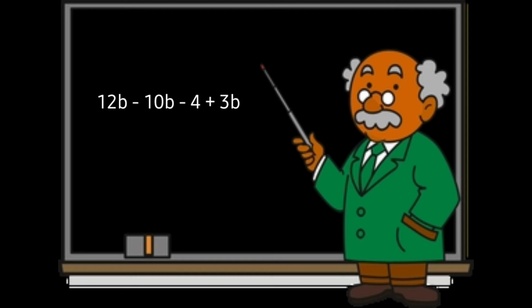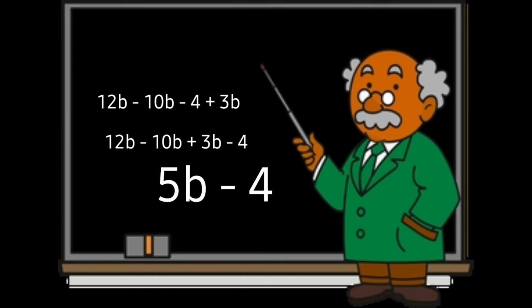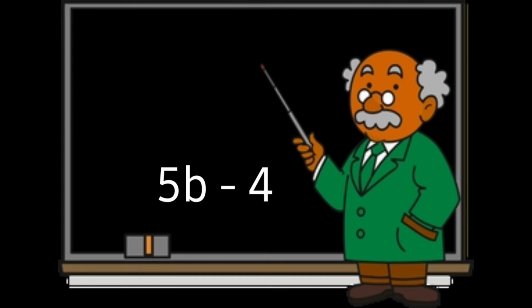Okay, I want to give the solution. 12b minus 10b minus 4 plus 3b. After we group them, it becomes 12b minus 10b plus 3b minus 4. So the answer is 5b minus 4.